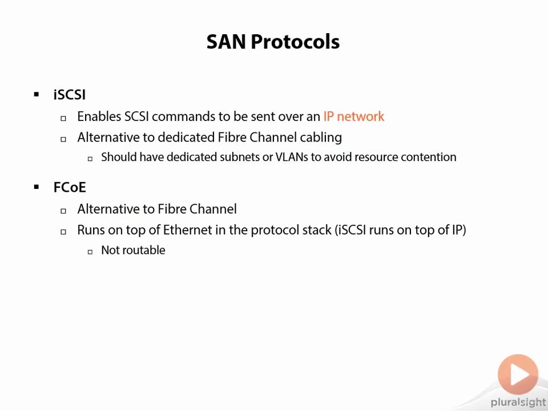Next, we have two other SAN protocols that I want you to be aware of. One is iSCSI, and one is FCoE. iSCSI basically enables you to have SCSI commands sent over an IP network. So iSCSI sits on top of TCP/IP. It is routable, but it's an alternative to Fiber Channel. Fiber Channel networks are very costly to implement. If it's not already in place, it's a pretty costly undertaking to build out a Fiber Channel network.